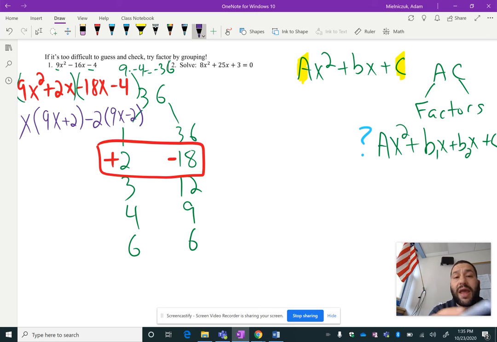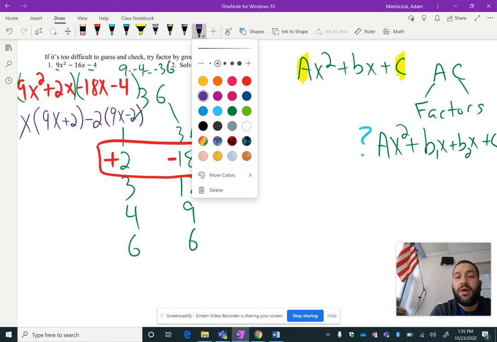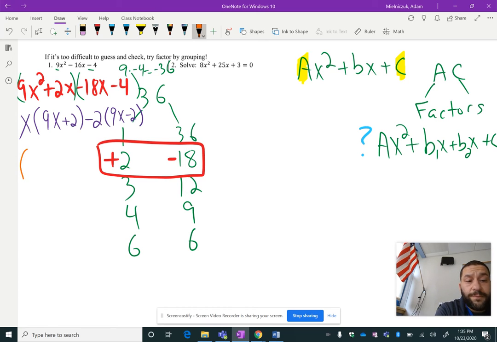So from here, it's one more step to factor this. I can rewrite this as grouping x minus 2 times 9x. Oh, I've messed up my sign here. This should be addition. It's 9x plus 2. And that would be my final answer for that one.